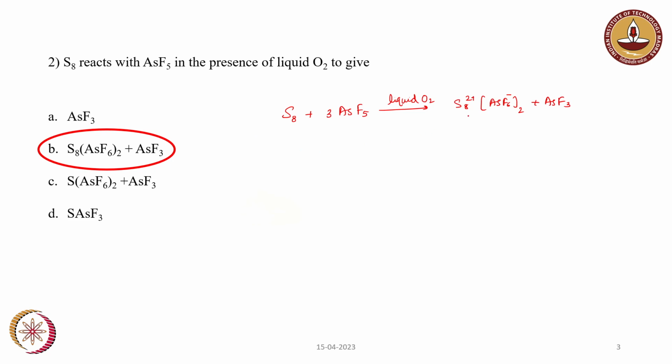And similar properties are present for tellurium as well, because tellurium can form cations. So 6Te in oleum will give Te6 4 plus.